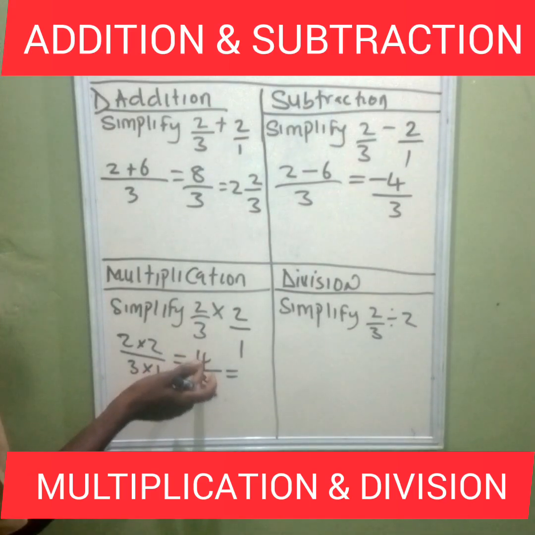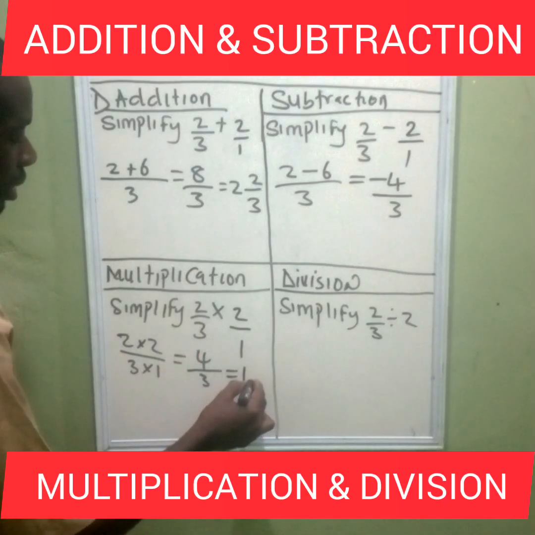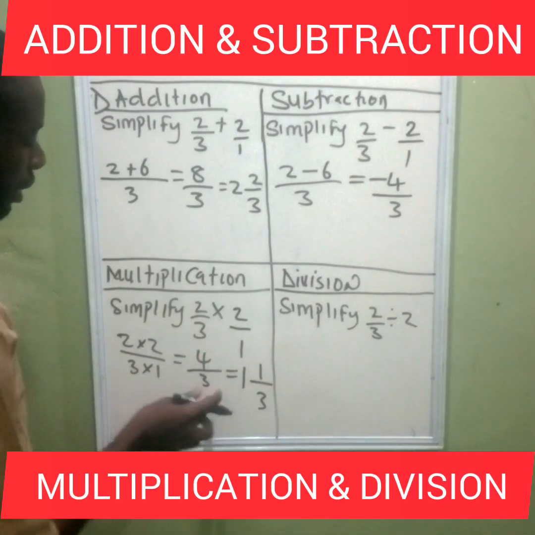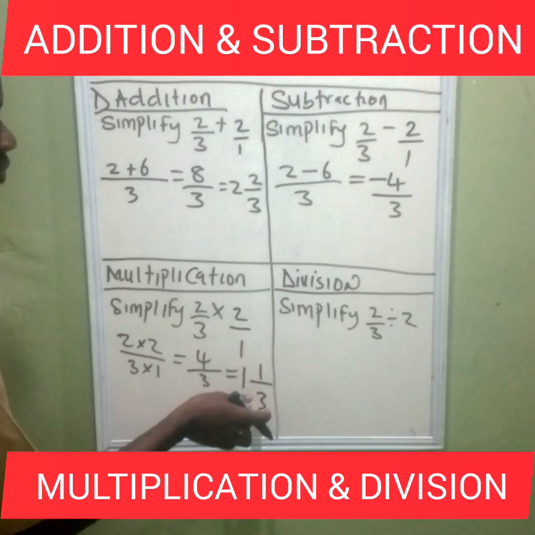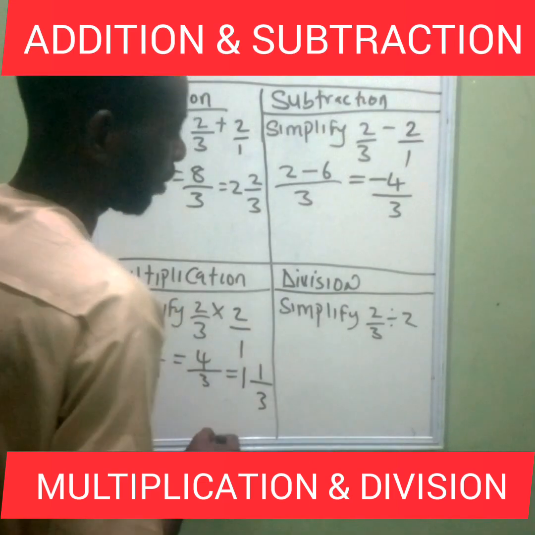How many times can 3 go into 4? It's going to go 1 time. Remember, 1 all over 3. This 3 that I said, that 3 times 1 is 3. 3 plus 1 is still 4 all over 3. Now let's go to the final one, which is what?